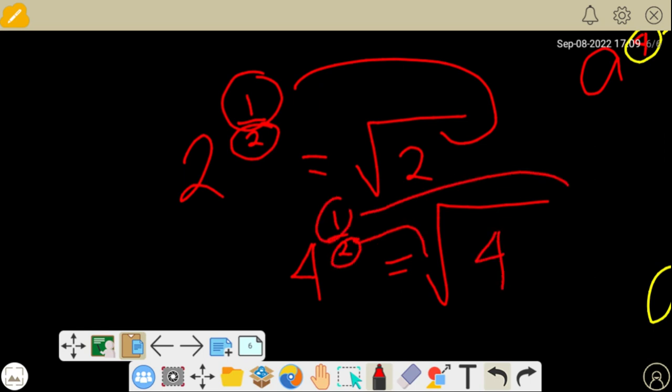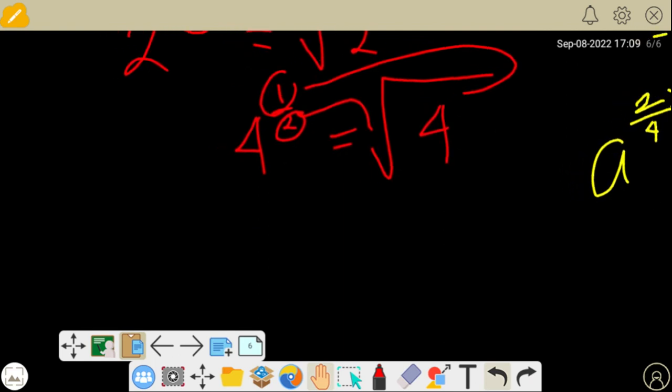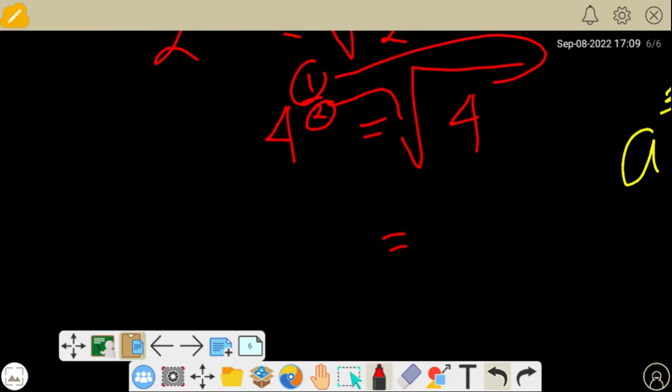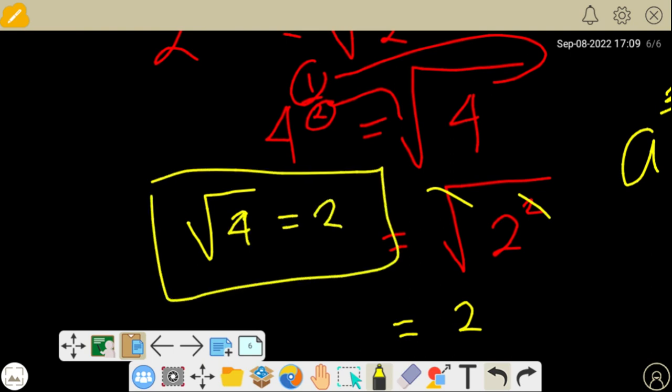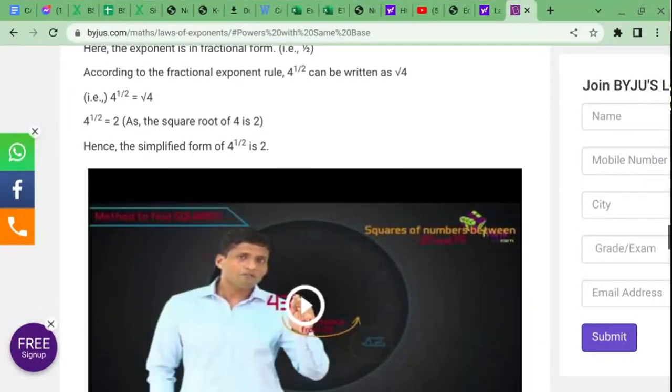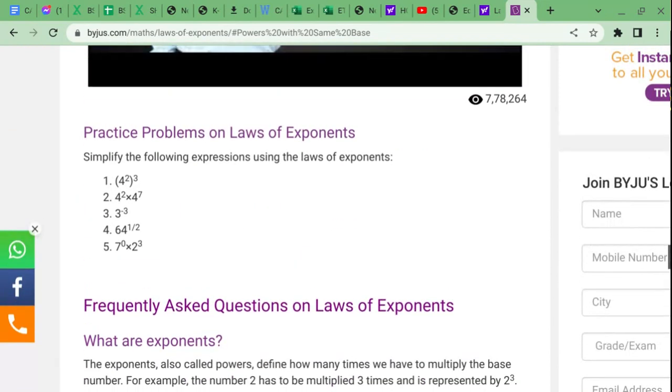Since 4 has the exponent of 1, we don't have to write it. So square root of 4 can be written as 2 raised to 2. Then cancel out the exponent 2 and the square root. So this becomes 2, meaning the square root of 4 is just 2. So that's all. That's the law of exponents.